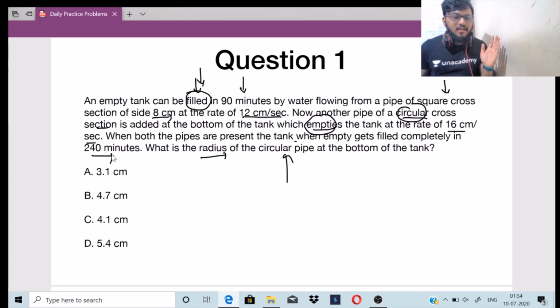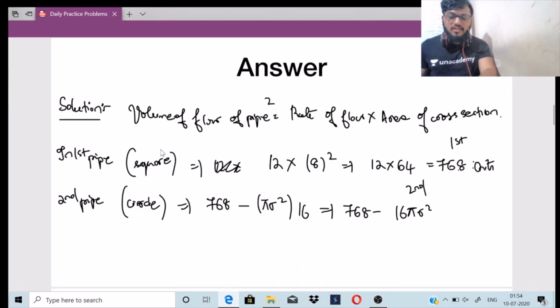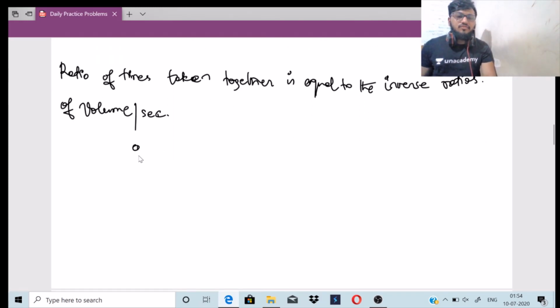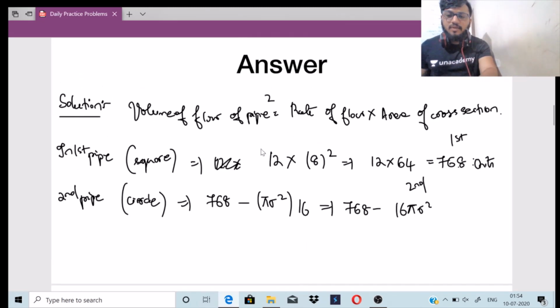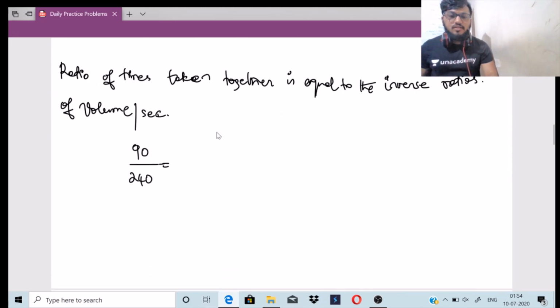So 90 divided by 240. What is the ratio of times here? Ratio of times, 90 divided by 240, is equal to the inverse ratios, as stated. So if I'm taking 1 is to 2, the next part is to be 2 is to 1. So this is 768 minus 16 pi r square divided by 768. So you have to cross multiply here.